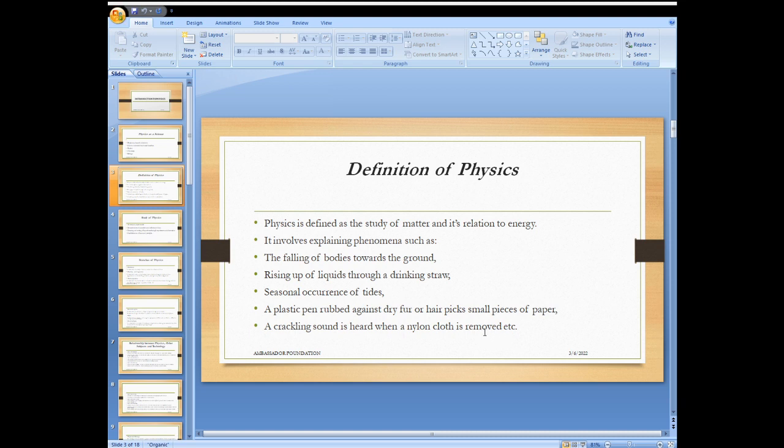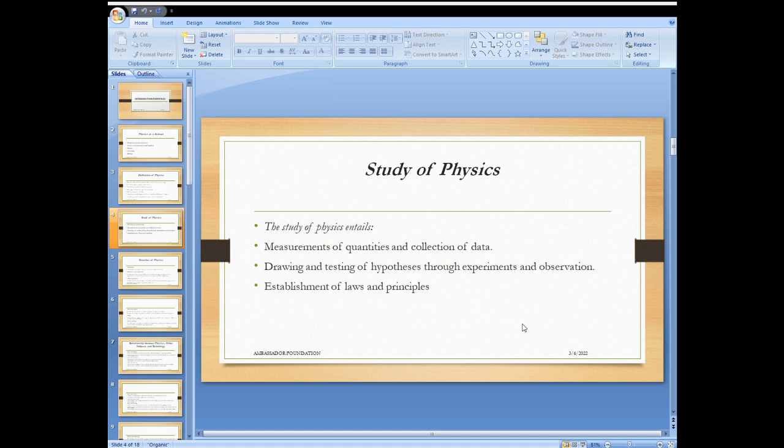Physics is one of the very interesting subjects that I would advise you to proceed with, not only in high school level but also in university level. Also, the study of physics entails the following.